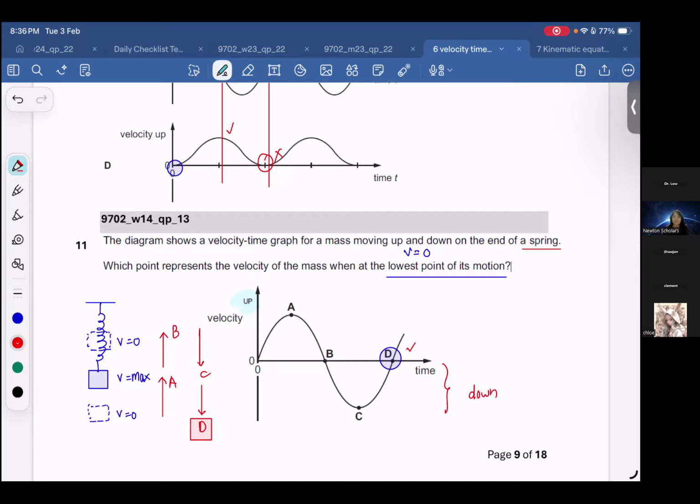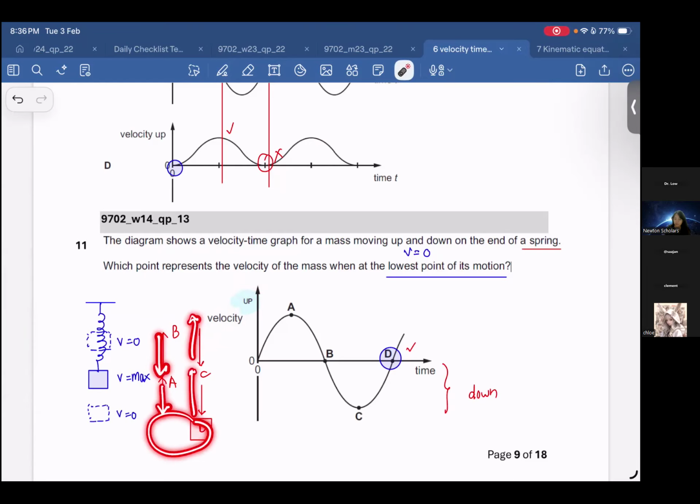Is that clear? They might change it and say that positive velocity is down. Then your answer will change. Then you have to think from here going down: point A, point B, point C, and point D. So actually here, your point should be B. Something like that. So this is important.